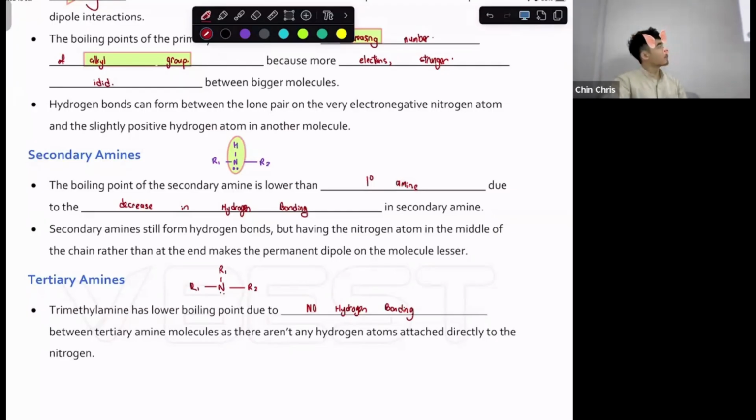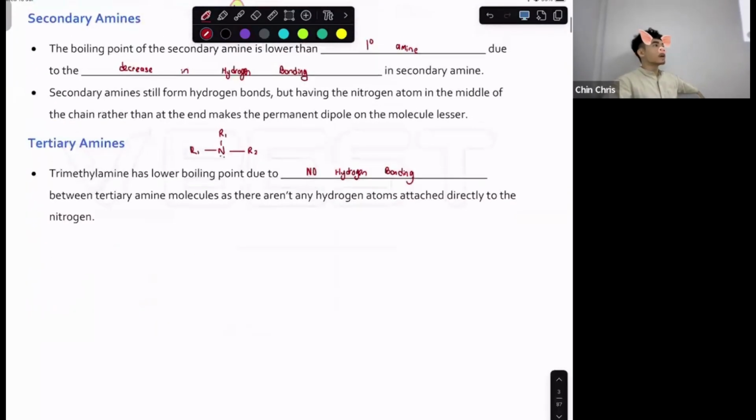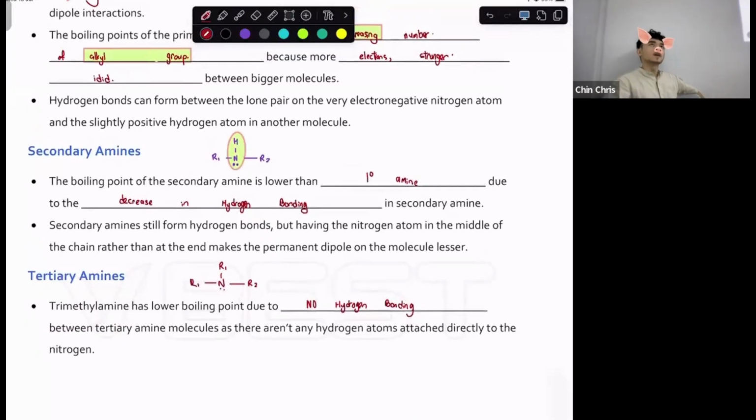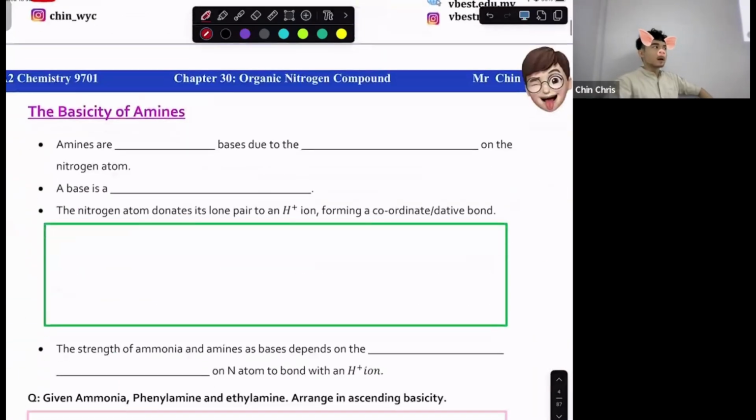I think next year I will remove it. I'm removing this part already. This nonsense really is not going to come out. The entire page will not come out, because it's so AS. This entire thing is so AS. IMF hardly comes out in A2; in fact, never. A2 is always about acidity and basicity.